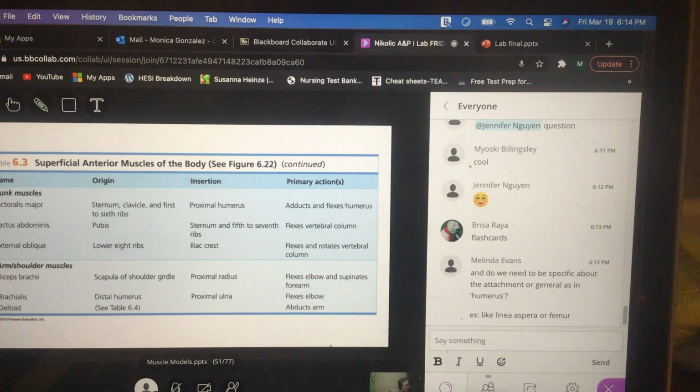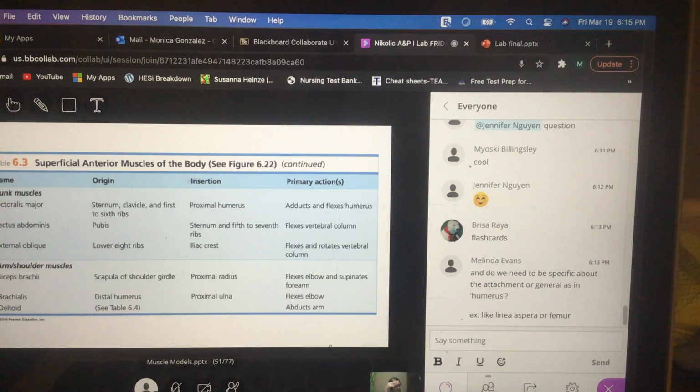So let's find one that you do have to know. Okay, mylohyoid, right? What is the origin? The mylohyoid line of the mandible. And then let's see the insertion. Median connective tissue band that runs to the hyoid bone. That's really a weird insertion. Let's look at another muscle. Sternocleidomastoid, that's a good one.